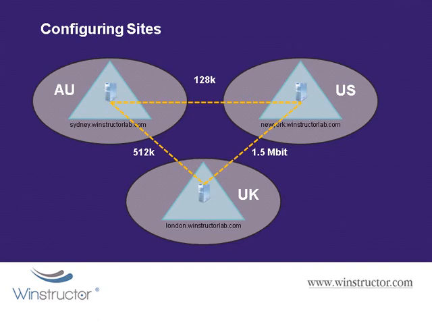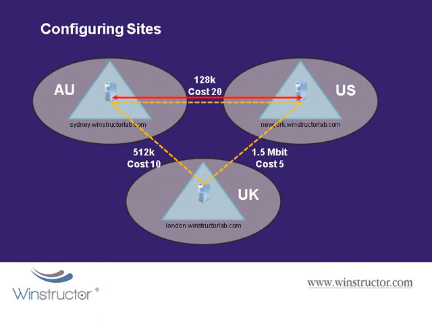So let's say that between Australia and the UK, we have a 512K link. Between the UK and the US is a 1.5 megabit link, and we have a 128K link between Australia and the US. Now, we can assign a cost to each of these links, and remember that the lower the cost, the higher the priority. So now the link between Australia and the UK has a cost of 10, between the UK and the US is a cost of 5, and between Australia and the US we have a cost of 20.